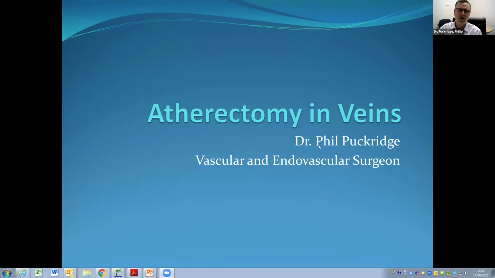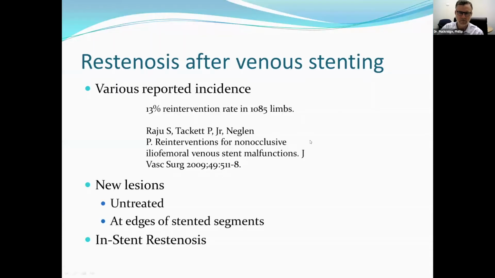Anyway. All right, so atherectomy in veins. Well, it's an interesting concept because it's not really designed for it. What do we know about restenosis after venous stenting? Well, we have various reported incidents of restenosis. The best is probably suggesting that we may need to re-intervene in about 13% of limbs, and Raju's group published that data 10 years ago.